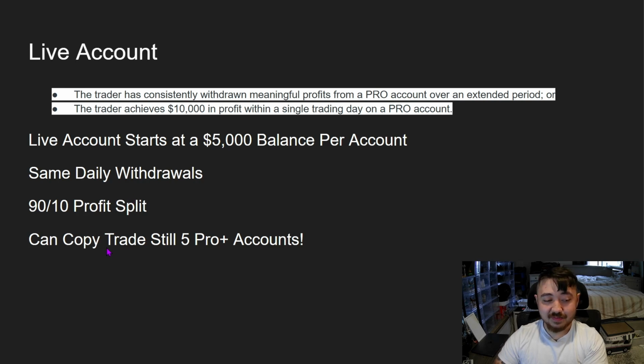And this is the big thing, why I think they're better than the other prop firms with live accounts. You can still copy trade 5 Pro Plus accounts. That's huge. So if you make $500 in a day on 5 copy traded accounts, that's $2,500 minus the 10% cut that TakeProfitTrader takes. That's $2,250 for an example. That's amazing. Some prop firms usually just put all your balances into one big account, which is okay, but I actually prefer the 5 Pro Plus accounts, so you can trade smaller size and still get daily payouts.